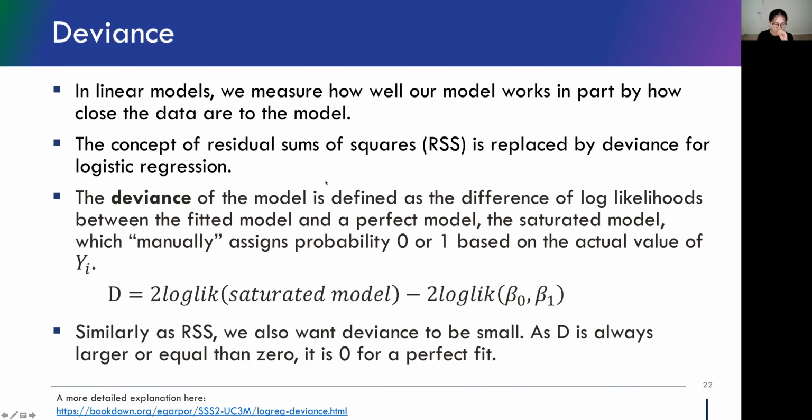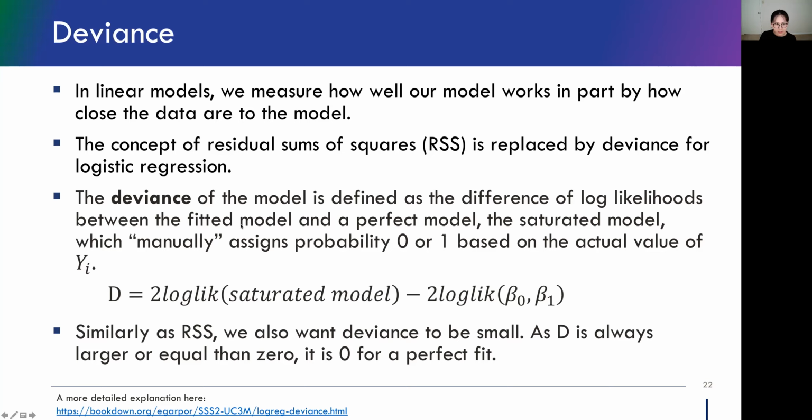Another important concept in logistic regression is called deviance. If you recall, when we do simple linear regression and multiple linear regression, we measure how well our model works in part by how close the data are to the model by looking at the residual sum of squares. So we try to reduce the residual sum of squares. But in logistic regression, the concept of RSS is replaced by deviance.